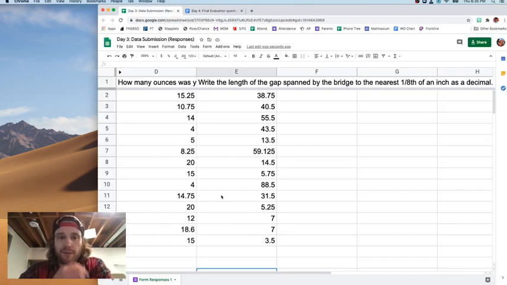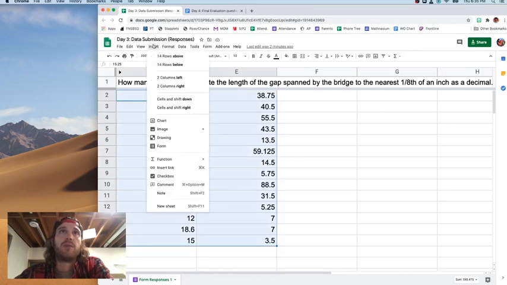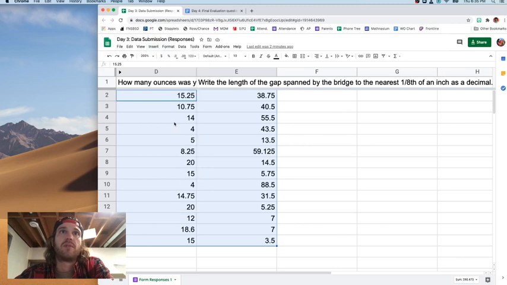So here we have the weights of the cans that were used, and then the lengths of the gaps spanned by those bridges. So what I want to show you is how to make a graph in Google Sheets here. If you click and drag over your data like so, and then press Insert and then Chart.